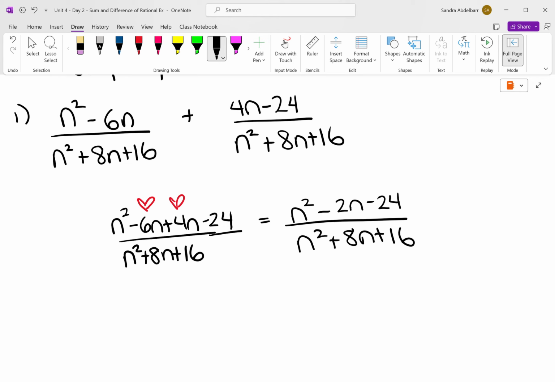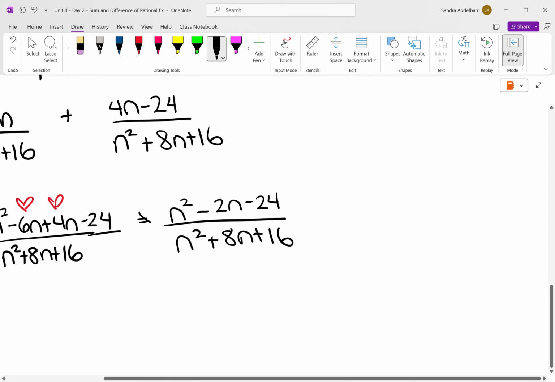But because our answer is a fraction, what must we do to all fractions? So reduce them, simplify, right? Well, right now, I don't know if I can reduce them until I do what to them? What should I do to the numerator and denominator? Factor, you got it. So now we're going to factor.